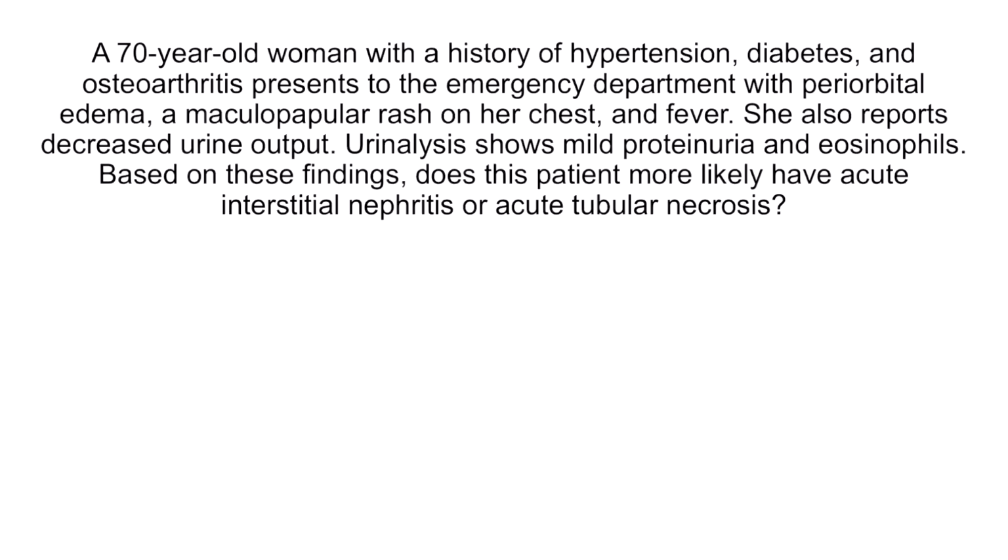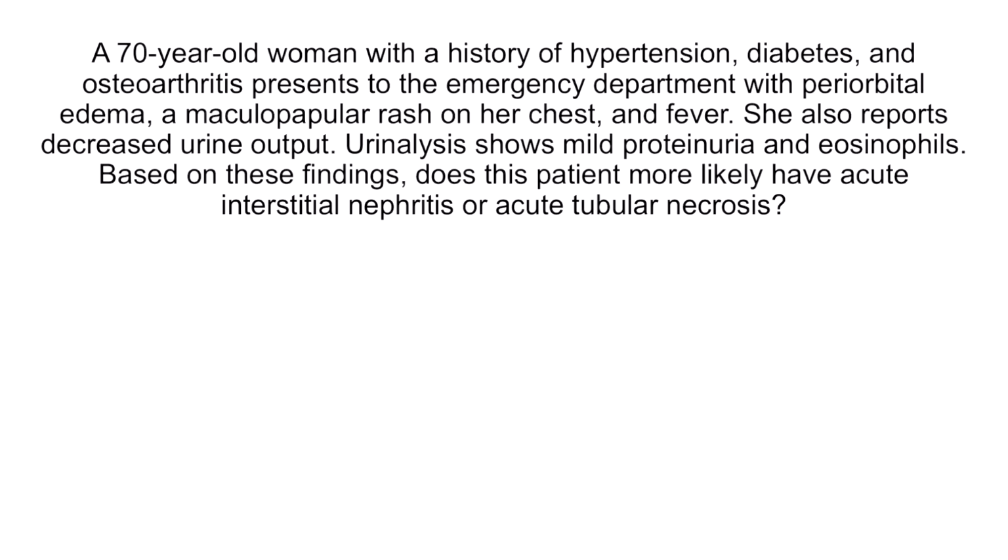A 70-year-old woman with a history of hypertension, diabetes, and osteoarthritis presents to the emergency department with periorbital edema, a maculopapular rash on her chest, and fever. She also reports decreased urine output. Urinalysis shows mild proteinuria and eosinophils. Based on these findings, does this patient more likely have acute interstitial nephritis or acute tubular necrosis?